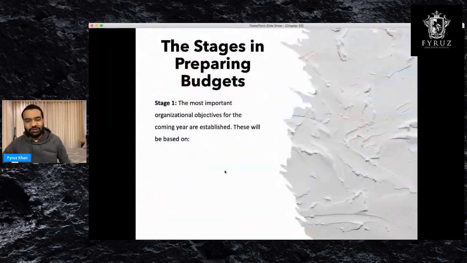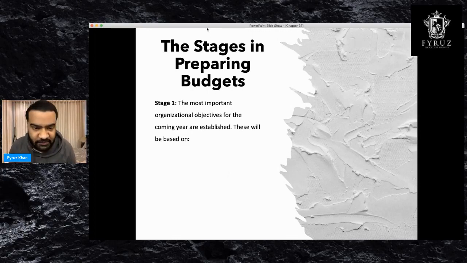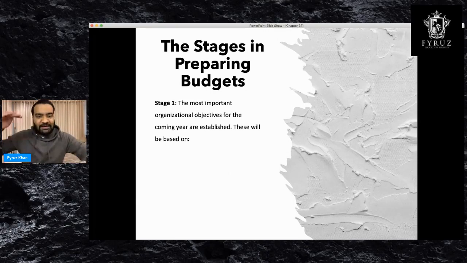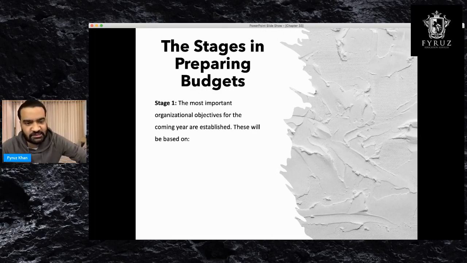Now, when you set a budget, there are several steps. There are 7 steps. Keep that in mind. The 7 steps, and I have made it very easy for students. So there is no reason to be scared. The first thing, when you're setting a budget, is you have to look at your objective. What is your objective?